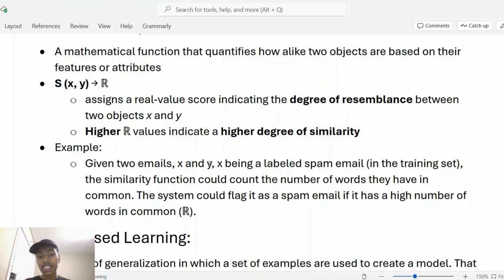And so the Y in this case would be the new instance coming in, and the X would be a labeled spam email. And we could do a similarity test on that. Depending on the value of R, if the value of R is higher, that would mean that it most likely would be a spam email.